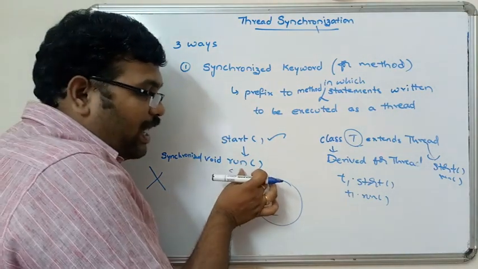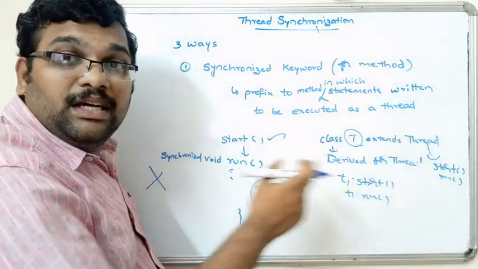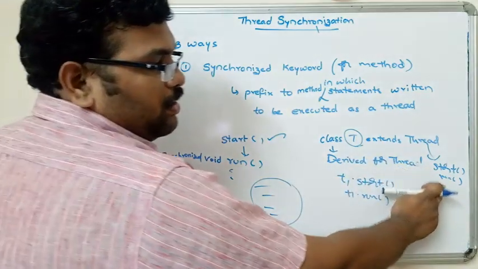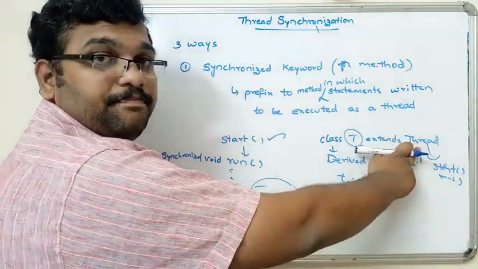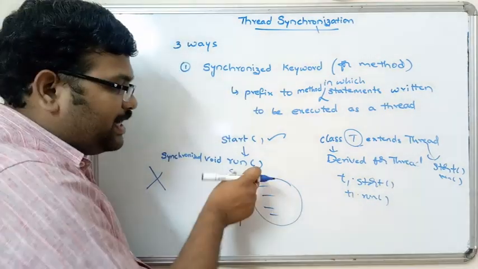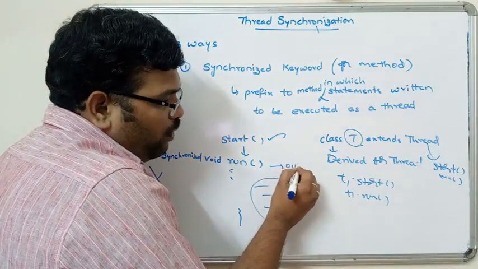So that means we are overriding this run function from the Thread class. So this is method overriding. These are all the methods available in the Thread class. We are accessing these methods and we are writing our own instructions in the run method. That means the run method is an overridden method.